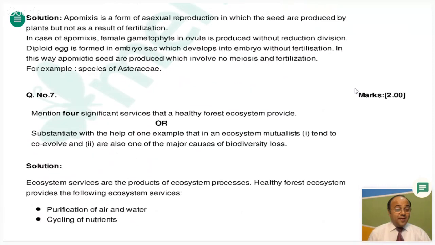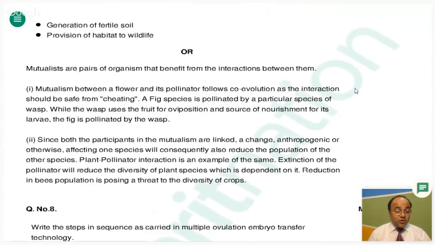Okay, mention 4 significant services that a forest ecosystem provides. This is pretty easy, right? And the mutualistic organisms tend to co-evolve together, right? And if one is lost in an environment, the other is also lost. We can explain that with the help of an example. That is also very easy, right? So I'm not discussing the whole paper. In case anyone has got any specific query, please do let me know.